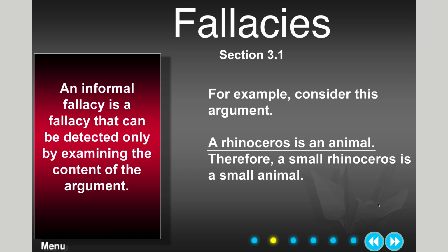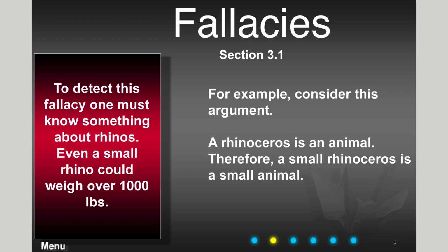For example, consider this argument. A rhinoceros is an animal, therefore a small rhinoceros is a small animal. To detect this fallacy, one must know something about rhinos. Even a small rhino could weigh over 1,000 pounds.